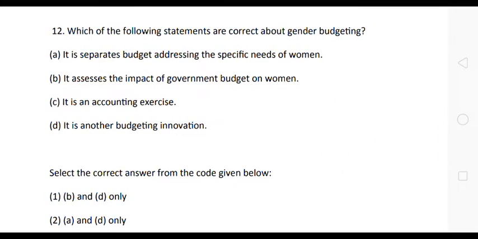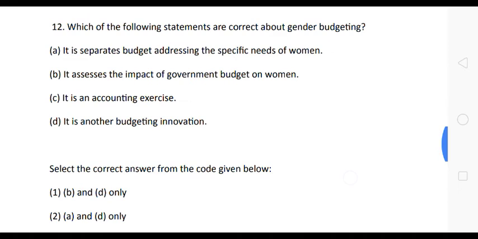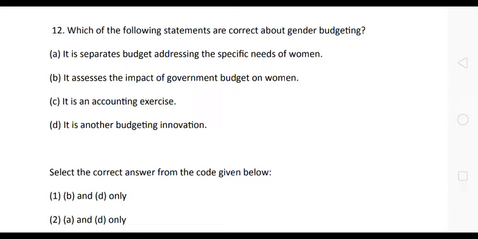Next question is, which of the following statements are correct about gender budgeting? A, it is a separate budget addressing the specific needs of women. B, it assesses the impact of government budget on women. C, it is an accounting exercise. D, it is another budgeting innovation. So here the correct answer is A and D.